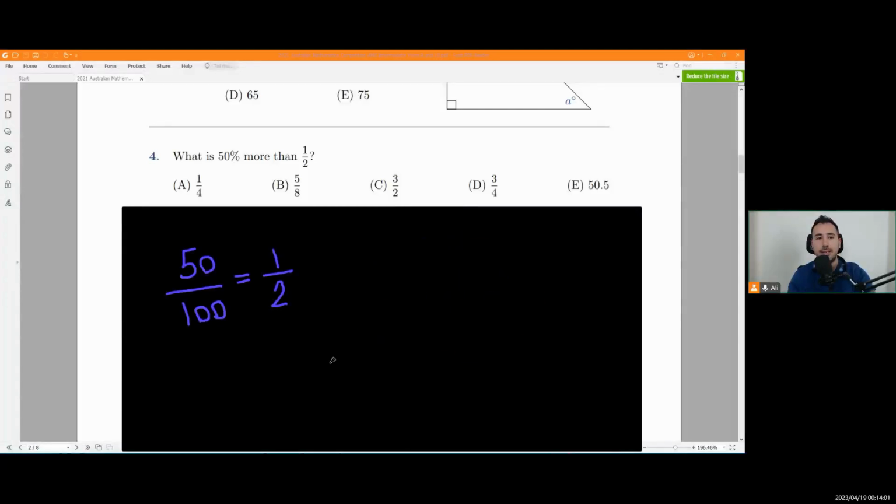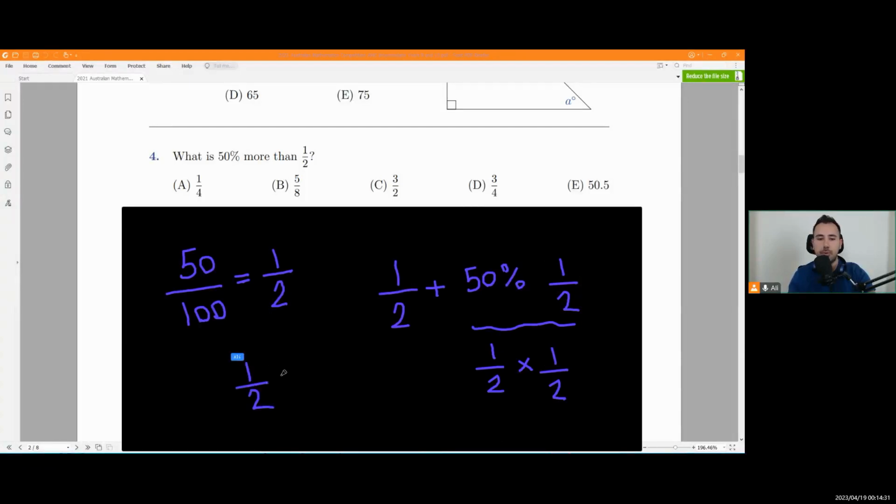So here what it says is 50% more than 1 over 2. So it's going to be 1 over 2 plus 50% of 1 over 2. So 50% is 1 over 2 multiplied by 1 over 2. So it will be 1 over 2 plus 1 over 4. Obviously, it's going to be 3 over 4. So this one.